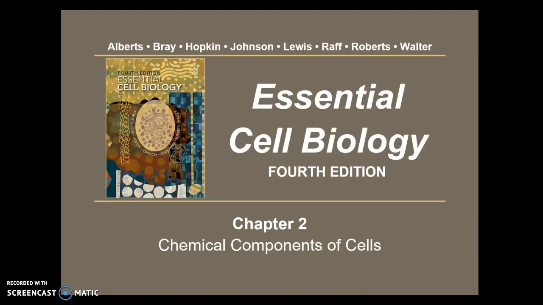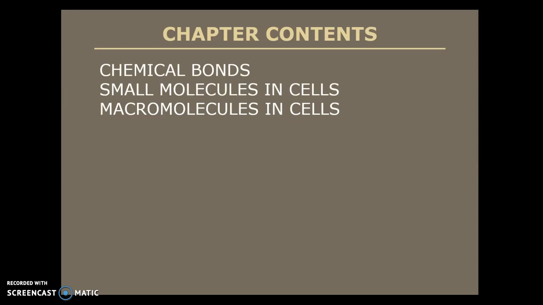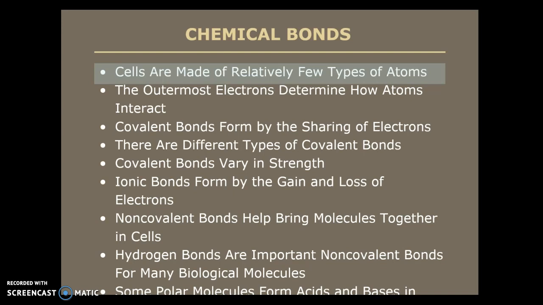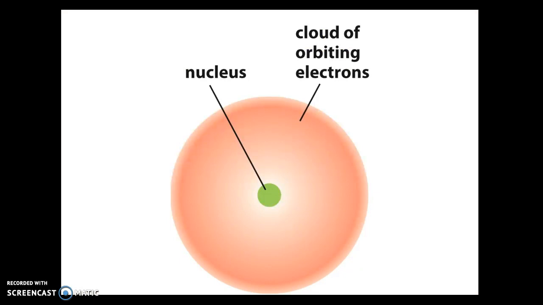So this is the first video. It's on chemistry. So we're going to cover chemical bonds and talk a little bit about some of the macromolecules that are essential for life. So first of all, cells are made of a relatively few types of atoms. What's an atom? Just a review of chemistry.